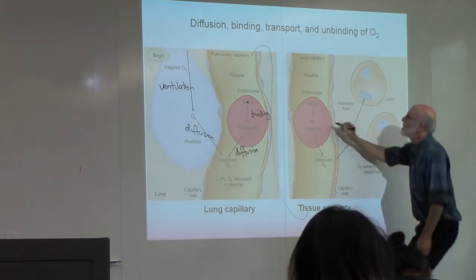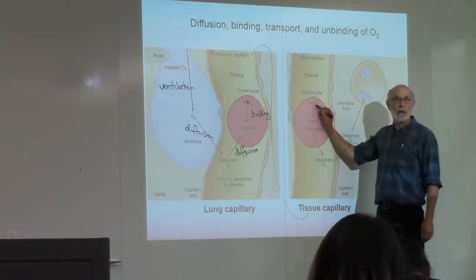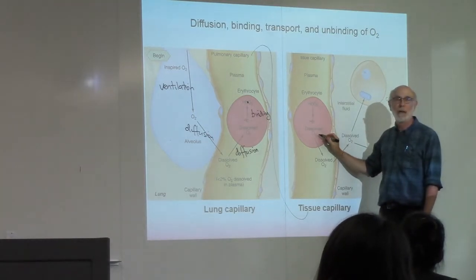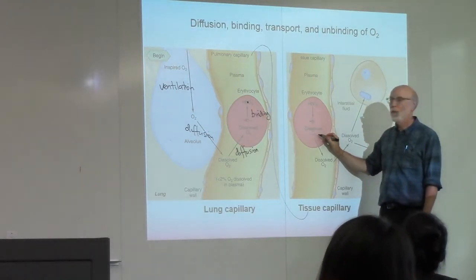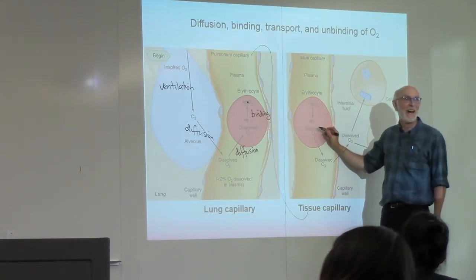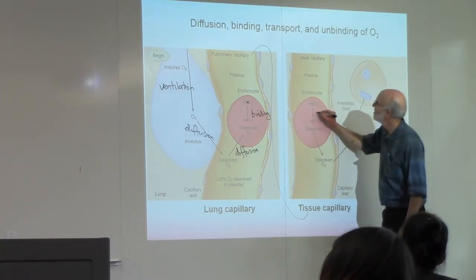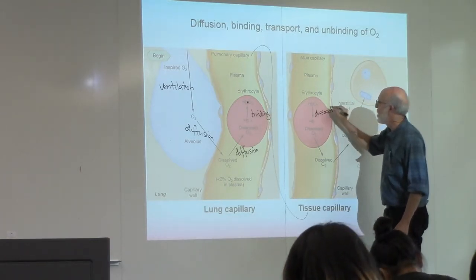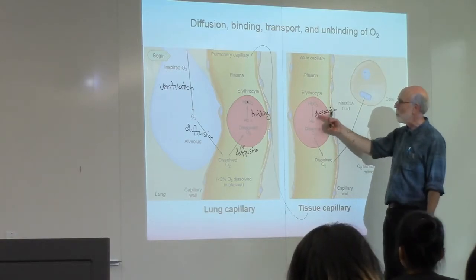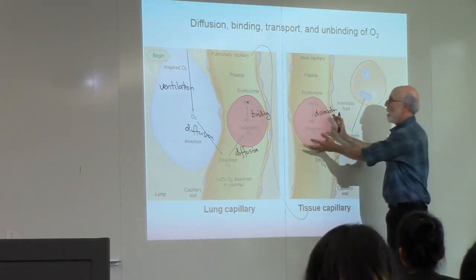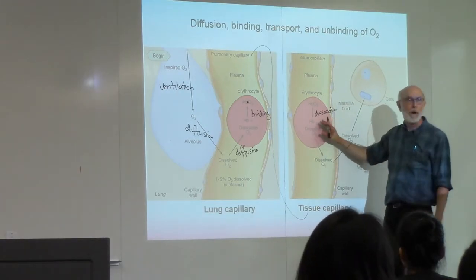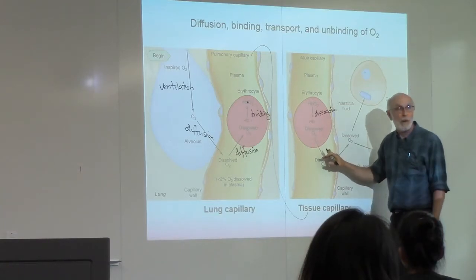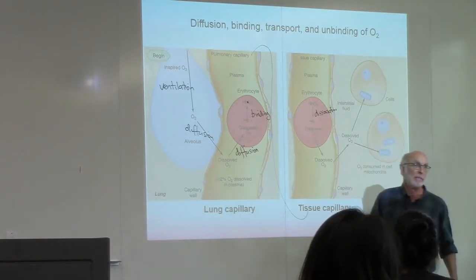Okay, so what's the word for hemoglobin letting go of oxygen? What's the word for this arrow? Unbinding or dissociation. So now everything is going to be reversed. What's the name for the arrow that allows unbound oxygen to move from the cytoplasm of a red blood cell to the serum, the blood plasma outside of the red blood cell? Diffusion.